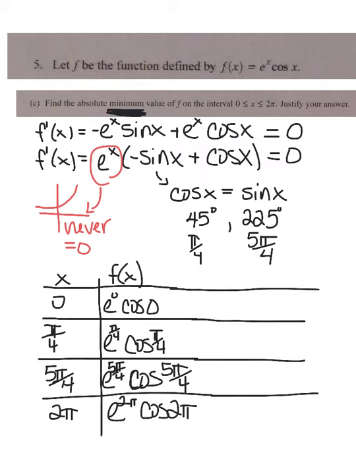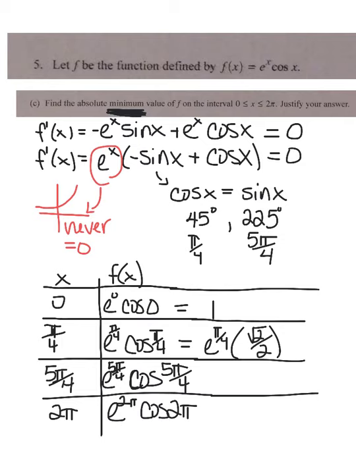All right, so what is the cosine of 0 here? Well, the cosine of 0 is 1. So I know that this is 1, and anything to the 0 power is also 1. So that value is just 1. Okay, all right, let's look at the next one. Well, I don't know what e to the pi over 4 is. So I know that that's e to the pi over 4, and then it's going to be multiplied by the cosine of pi over 4. And the cosine of pi over 4 is radical 2 over 2.